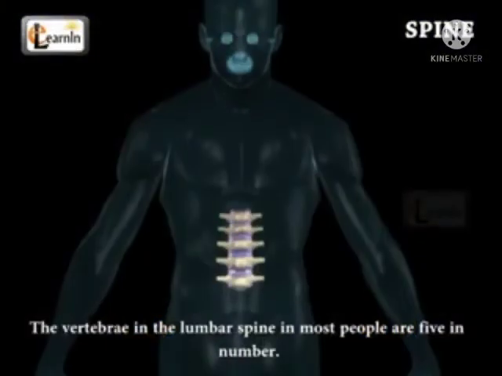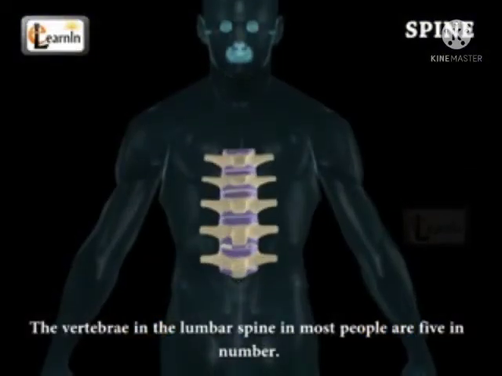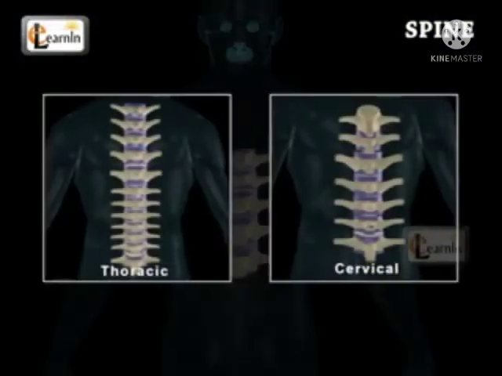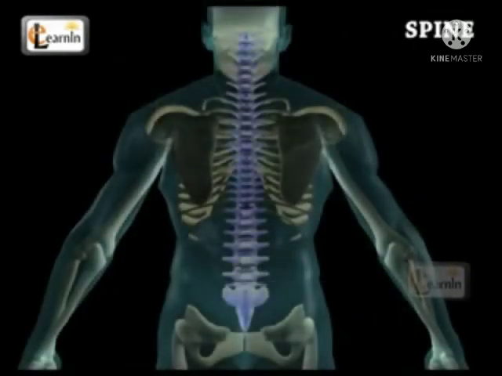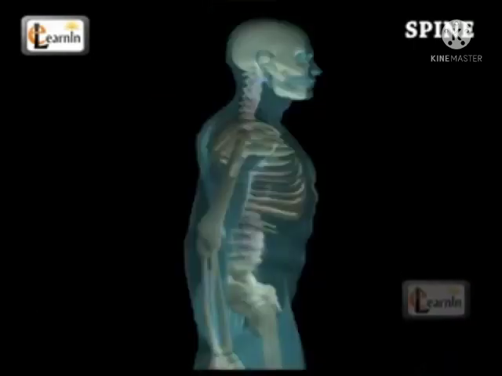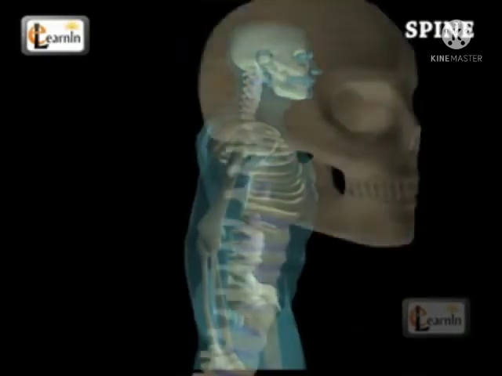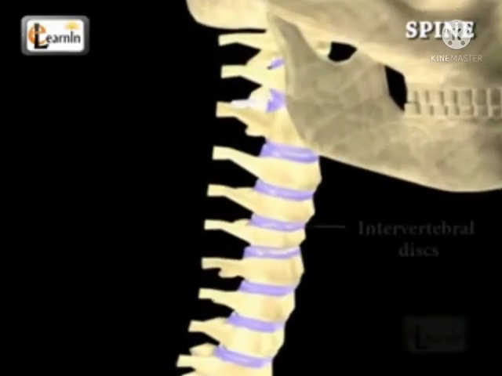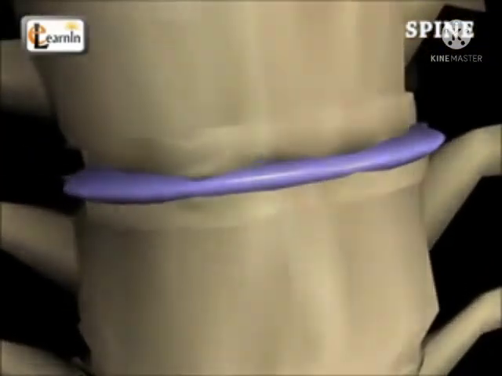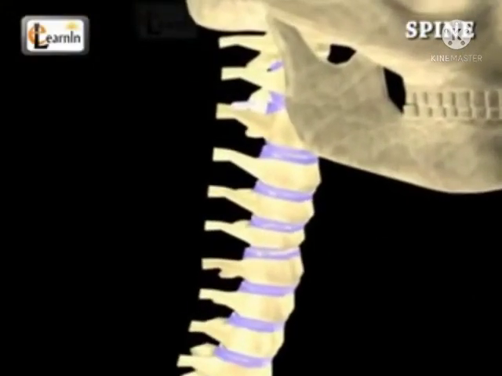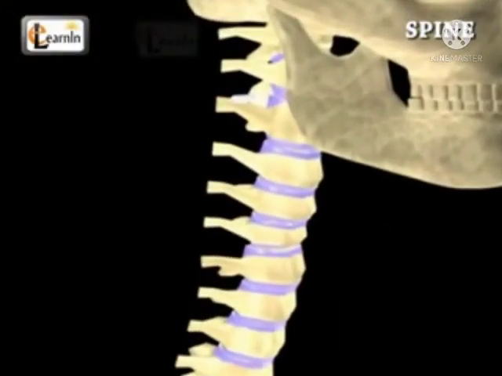The number of vertebrae in the lumbar spine in most people is 5. They are larger than those of the thoracic or cervical spine. They carry most of the body's weight and support flexibility and extension. Each of the vertebrae is supported by a fibrous disc, known as the intervertebral disc, that acts like a cushion between the bones. The body of the vertebrae provides a resting place for these fibrous discs.